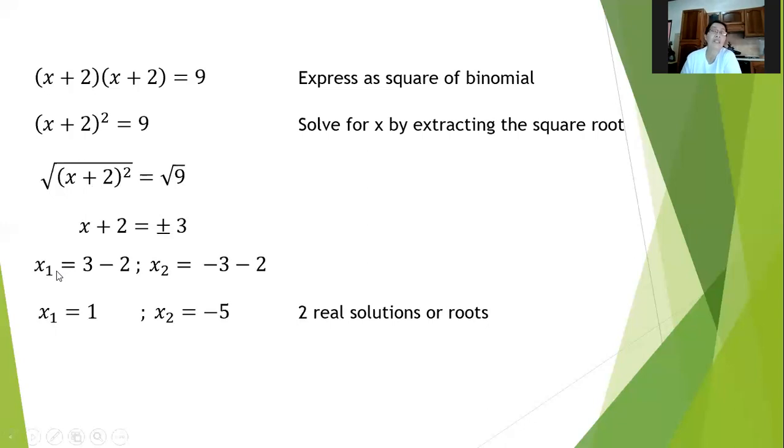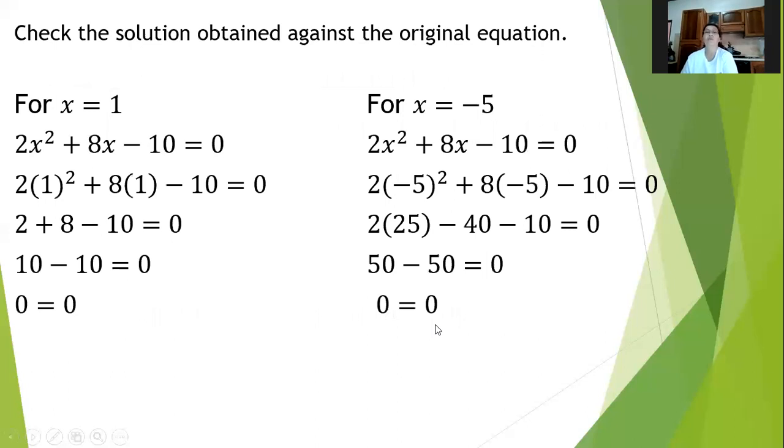x sub 1 now is equal to 3 minus 2. x sub 1 is equal to 1. And the other one, x sub 2, negative 3 minus 2, is negative 5. We have two real solutions or roots. We have to check the solutions obtained against the original equation. For x is equal to 1, and the other one, x is equal to negative 5. For x is equal to 1, we substitute into the original equation.